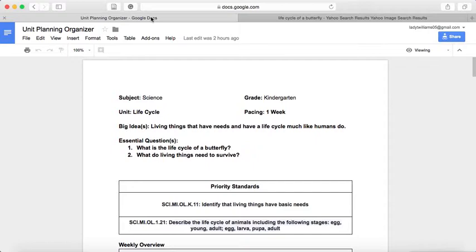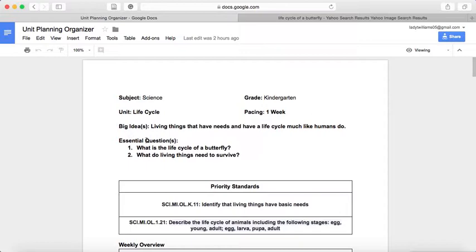for this class. So the subject area is science, and it is a kindergarten grade level. It's a life cycle unit. The pacing for this particular piece of the unit is 1 week. We normally do 3 to 4 weeks because we study the life cycle of a butterfly, a chick, and a frog. So in my planner, it has the subject area, the unit, the pacing, the grade level.